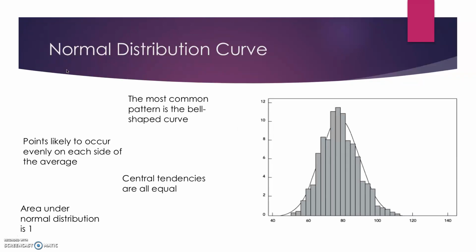Okay, so this is the distribution curve. In this example to the right, as I just mentioned, the normal distribution curve is over a histogram, which is usually where they come from. The most common pattern is the bell-shaped curve, and in this, the scores in the data are as likely to occur on one side of the average as the other. Throughout the data, the central tendencies, which are the median, mode, and mean, are all equal. Then finally, the area under the normal curve is always equal to 1.